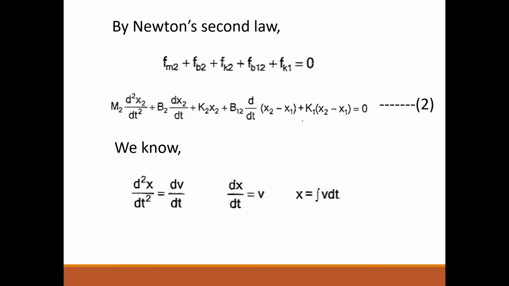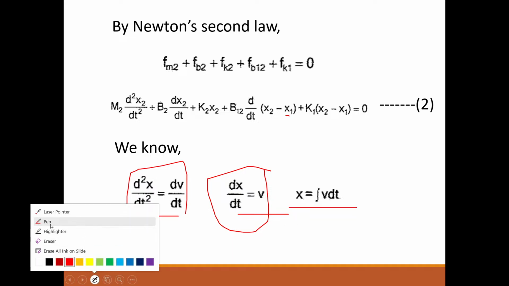And we know the relation between the displacement x. X is the displacement, isn't it? We know the relation between x and velocity. What is it? dx by dt. dx by dt is equal to what? Velocity. And we already know that dv by dt is what? d square x by dt square. If dx by dt is v, then dv by dt is d square x by dt square. And x is equal to integral of v dt. So we know the relation between velocity and displacement.